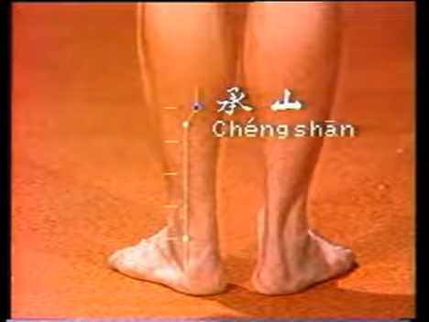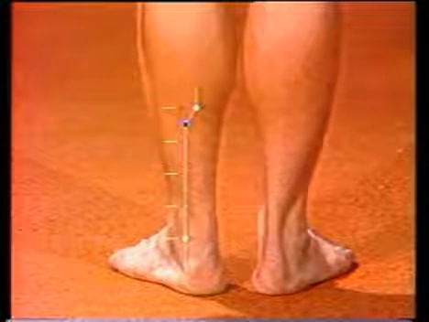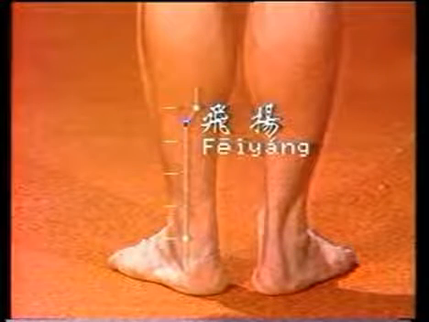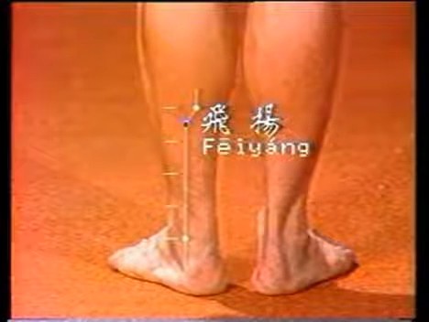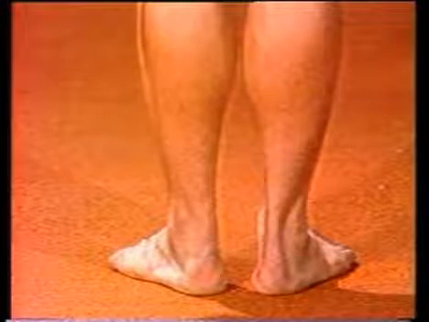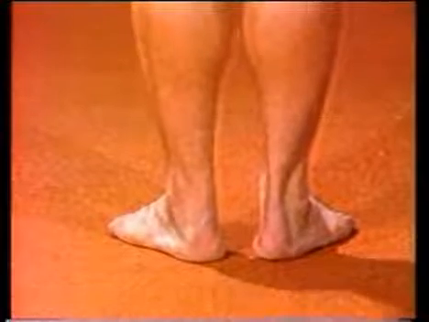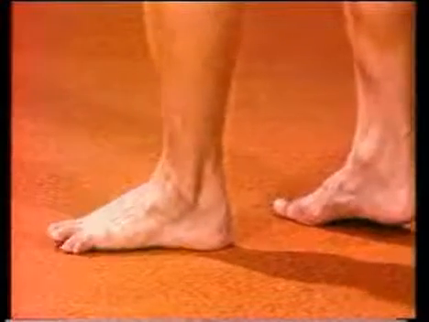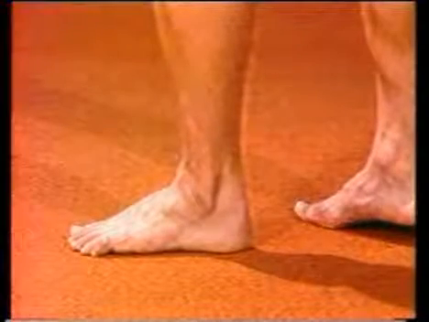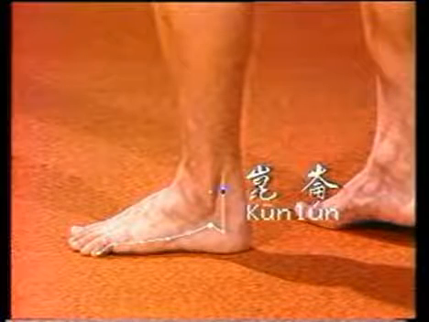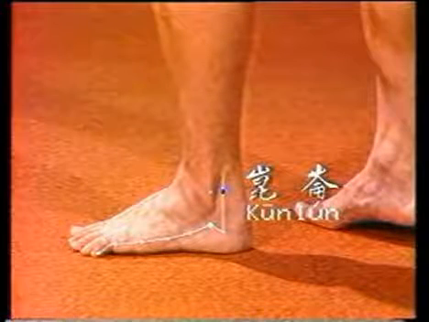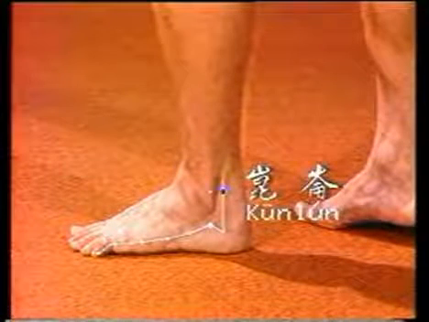Kunlun, Bladder 60, posterior to the lateral malleolus in the depression between the tip of the external malleolus and the Achilles tendon. Shenmai, Bladder 62, on the lateral side of the foot in the depression directly below the external malleolus. Juyin, Bladder 67, on the lateral side of the distal segment of the little toe, 0.1 cun from the corner of the toenail.